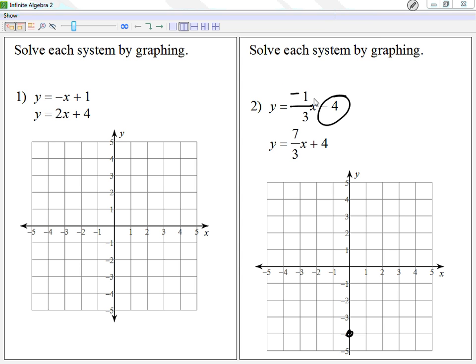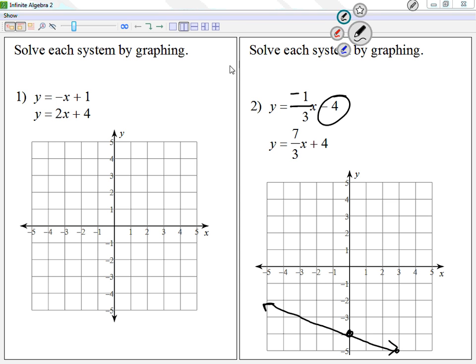So this one says go down 1, 3 to the right. So let me go down 1, 3 to the right. Let me make a line that goes through both of my points. Something that I recommend for a nice line is the edge of your ID. They work great. So that's the first equation.